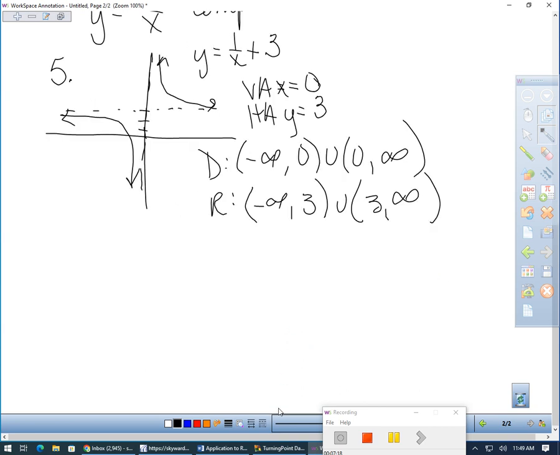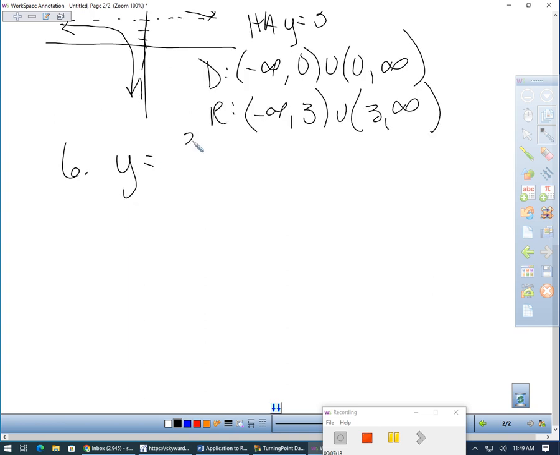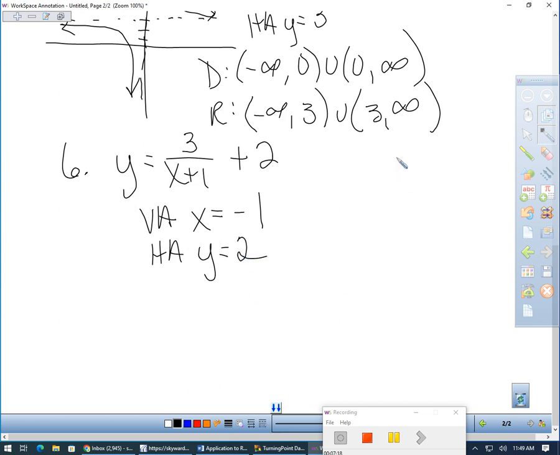All right, let's do number 6. Number 6, we have y equals 3 over x plus 1, and then plus 2 after it. This means it moves to the left, or we have a vertical asymptote at x equals negative 1. We have a horizontal asymptote at y equals, this went up 2 or positive 2. So again, if I graph this, I have a vertical asymptote at negative 1. I have a horizontal asymptote at positive 2.